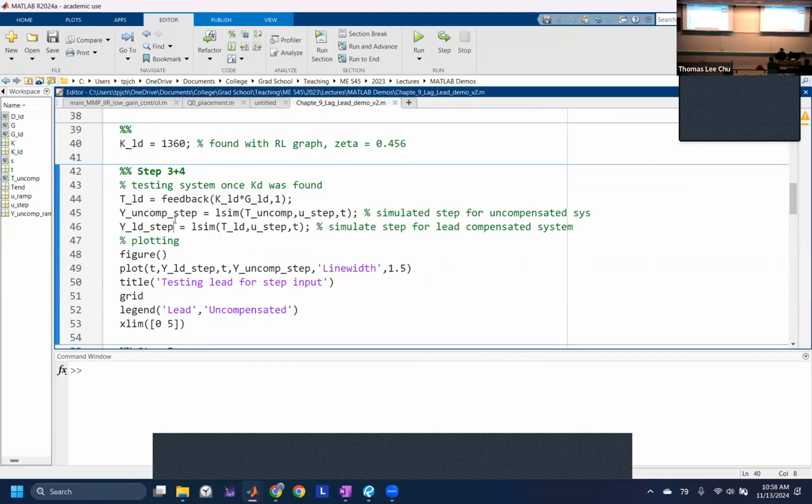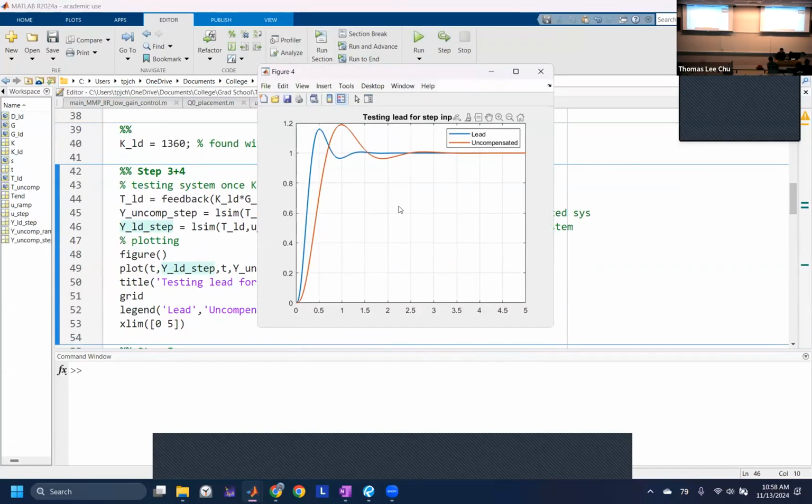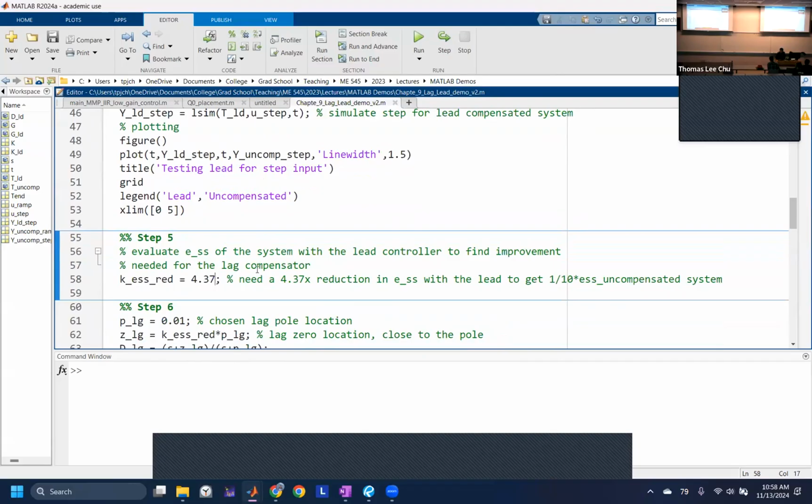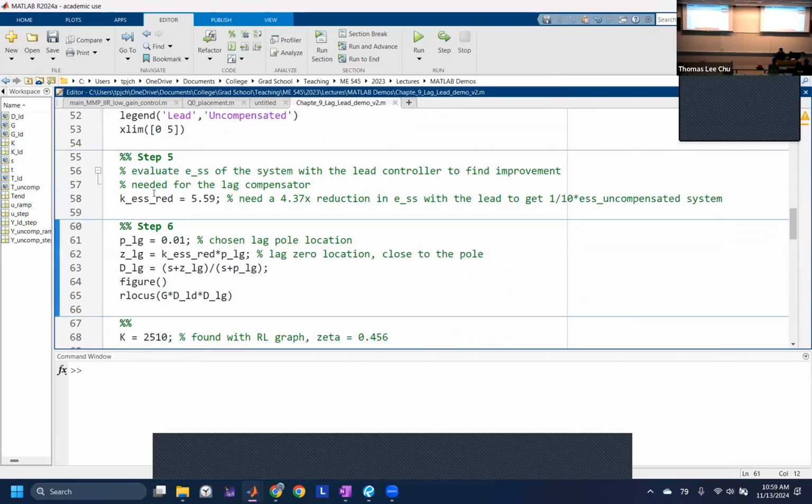Anyway, now that we got that, we rerun this, and we can see the lead system, the ideal scenario. Even though this is a type 1 system, we want to look at the peak time, where you can see here I have a visible reduction of the peak time. This note is very outdated; it was a 5.59 reduction. And I wrote this such that it would automatically choose a zero for the lag, based off of the pole that I chose.